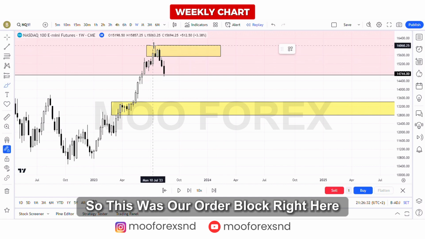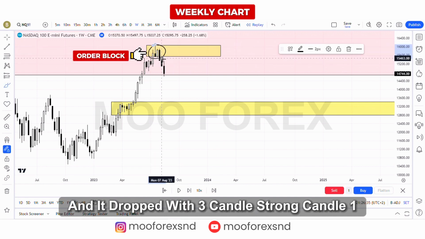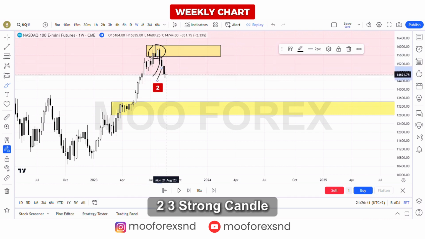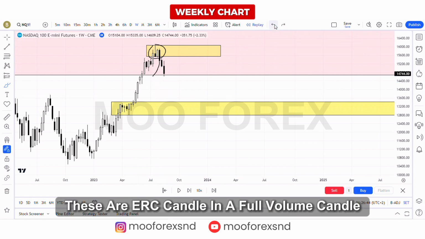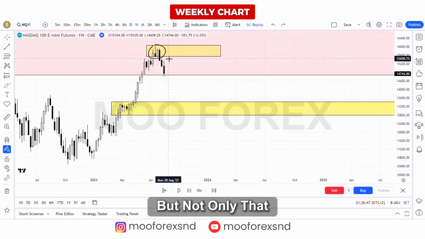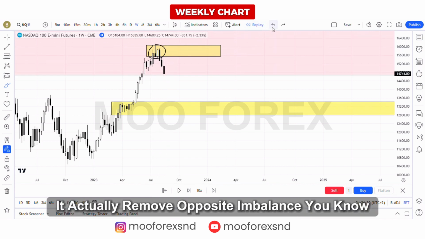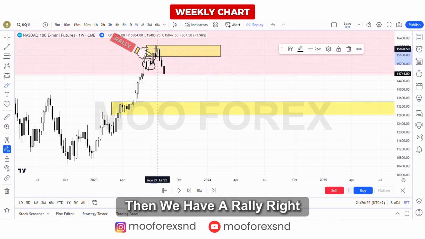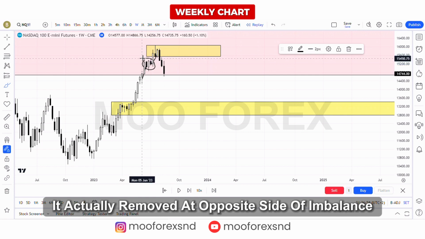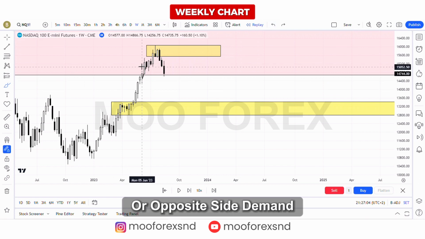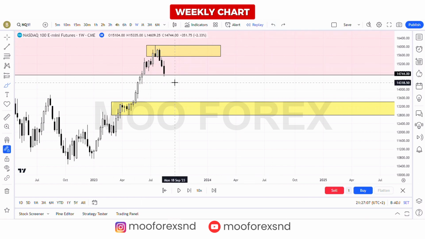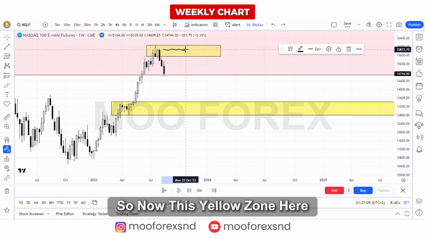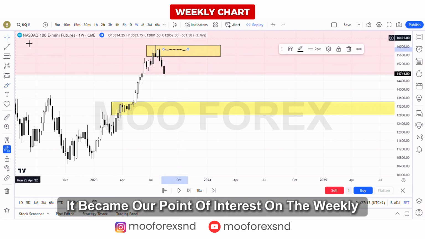So this was our order block right here, and it dropped with 3 strong candles, 1 2 3. These are ERC candles, full volume candles. But not only that, it actually removed an opposite imbalance. It's a rally, then we have a base, then we have a rally, right? So when it dropped, it actually removed the opposite side of imbalance, or opposite side demand. So now this yellow zone here became our point of interest on the weekly.